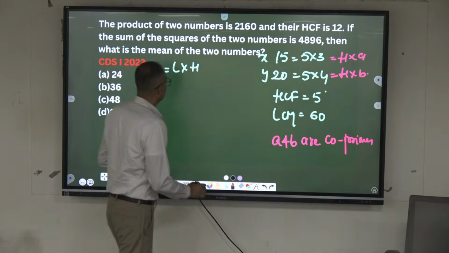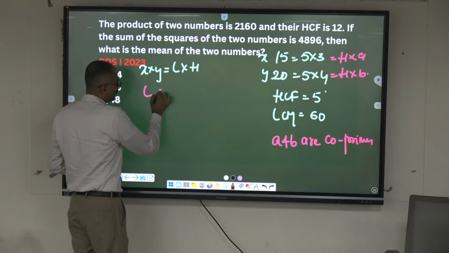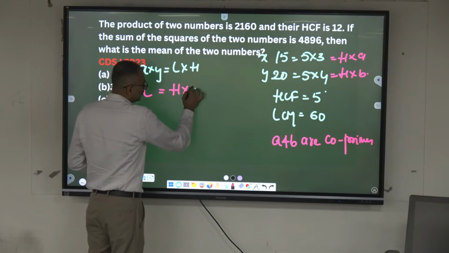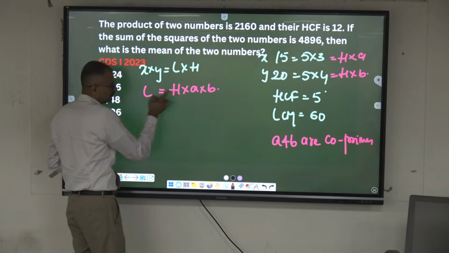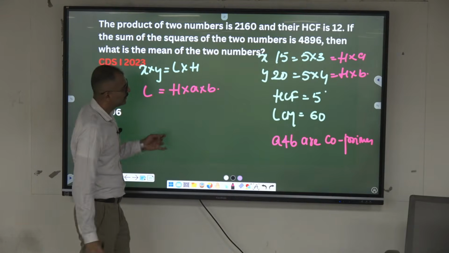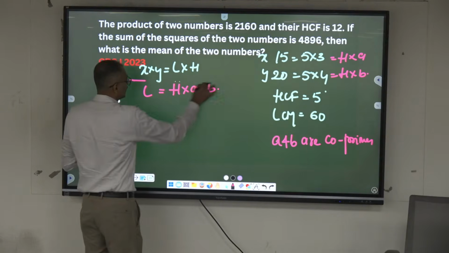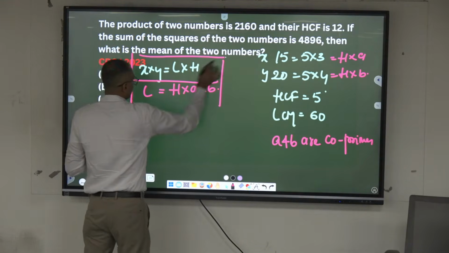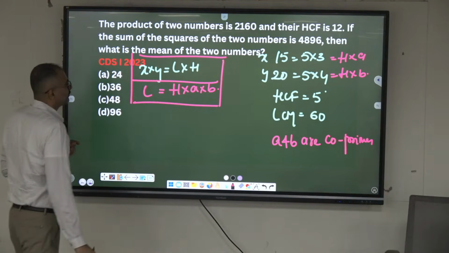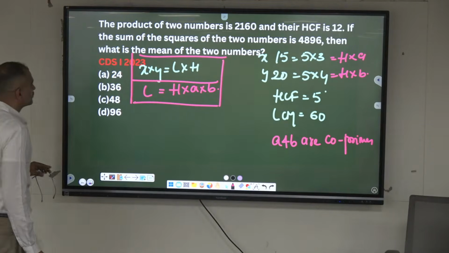In that case, the LCM of these two numbers can be written as HCF into A into B. See, LCM is 60, HCF is 5, A value is 3, B value is 4. 5 into 3 into 4 is nothing but 60. You are familiar with these two relationships, right? We can apply this one.